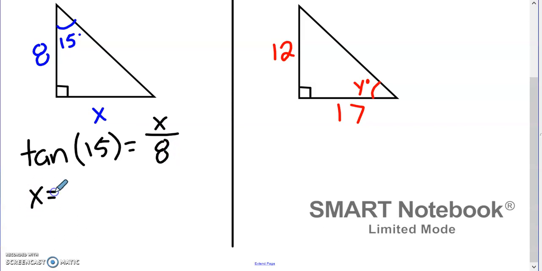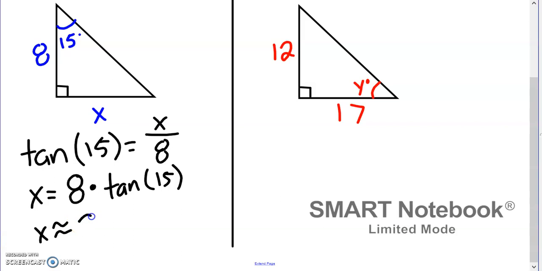So we get x is equal to 8 times the tangent value of 15. And we get, when we plug it in, 8 tangent 15, we get about 2.14.